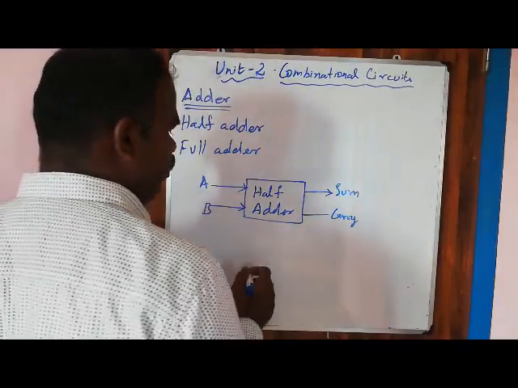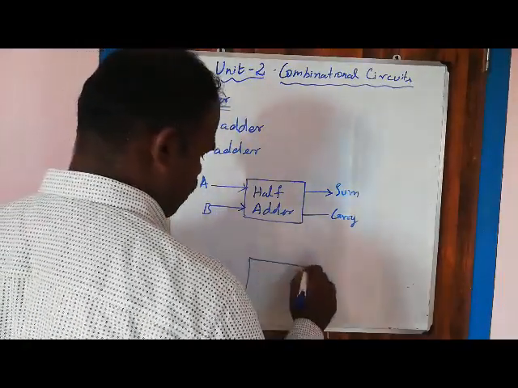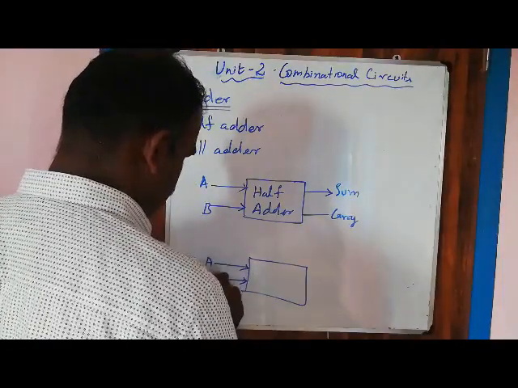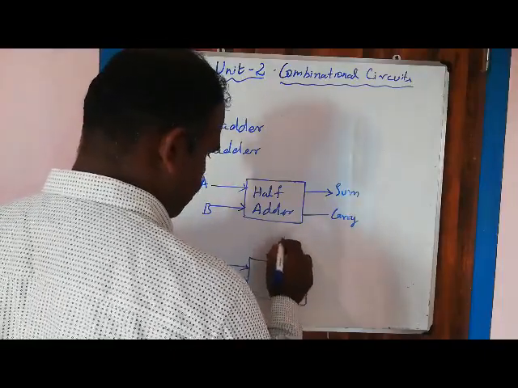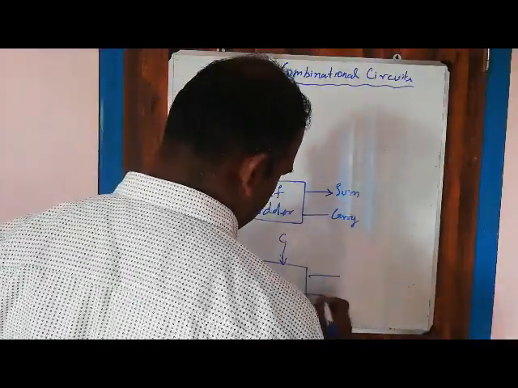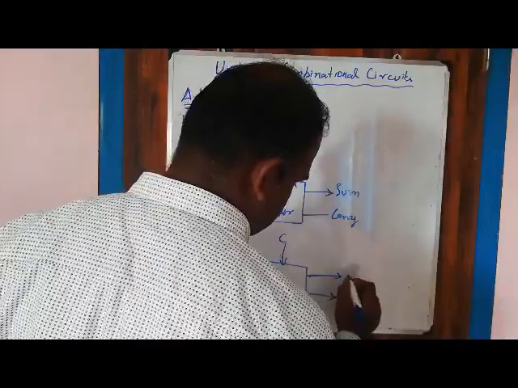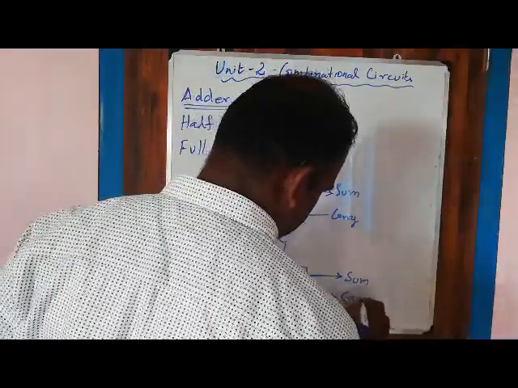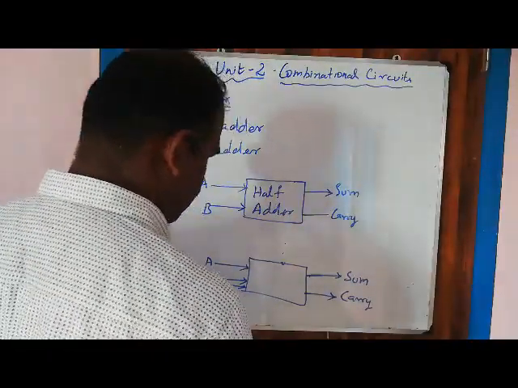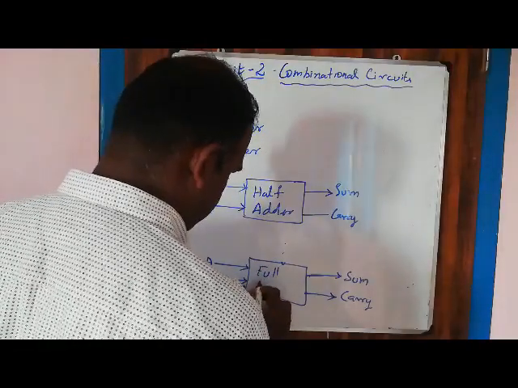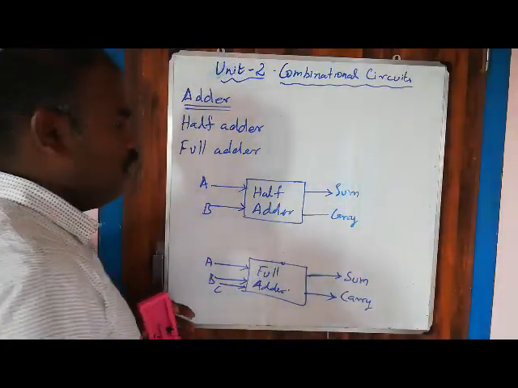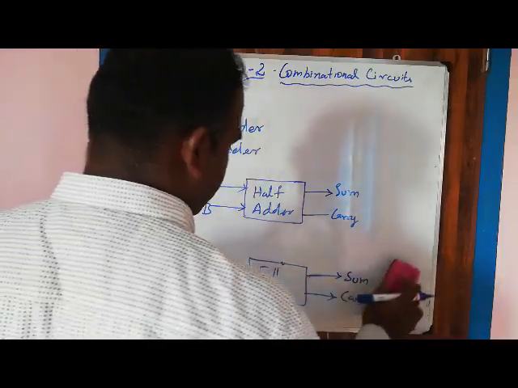If the input variable is 3, that is A, B, C, then this is full adder. Now we see the half adder separately.